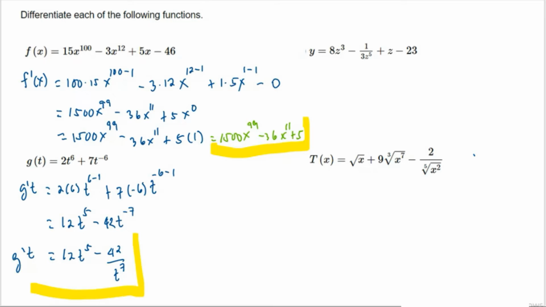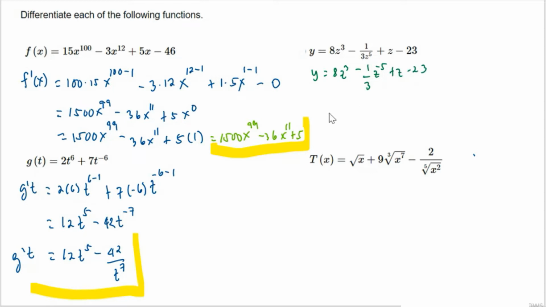Now for number 3, we have y equals 8z cubed minus 1 over 3z raised to 5 plus z minus 23. So in our given, the second term is not yet in the proper form. What I'm trying to say is that we are going to write z raised to 5 in the numerator. If we're going to do that, then we have to change the sign of the exponent. So I can rewrite the given as y is equal to 8z cubed minus 1 over 3 of z to the power of negative 5 plus z minus 23.